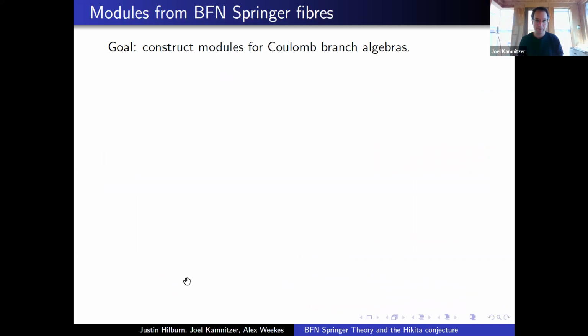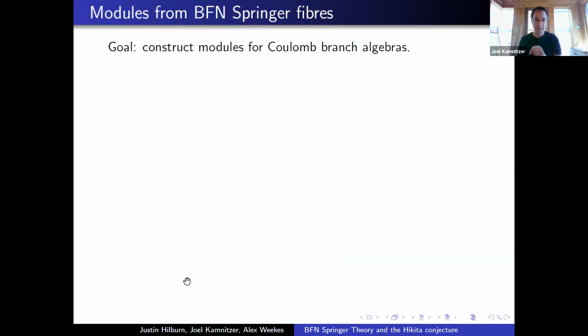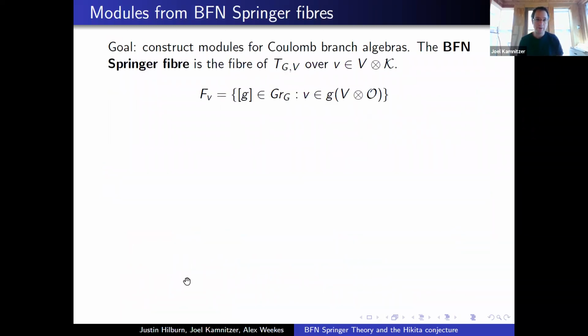Okay, so in particular, to attack this, I want to produce, for every fixed point in the Higgs branch, a module for the Coulomb branch algebra. So that's what I'm going to explain now. More generally, here's a method for producing modules for Coulomb branch algebras.